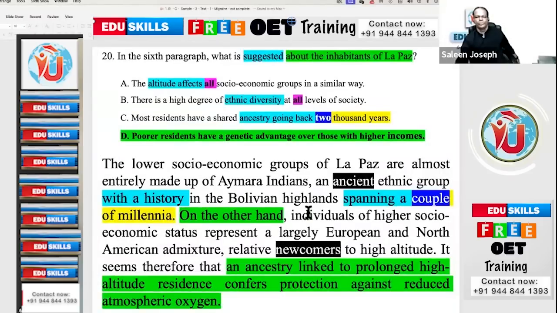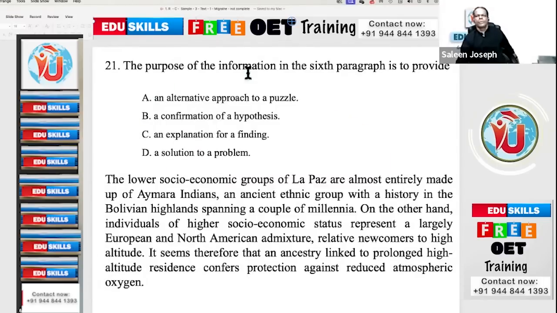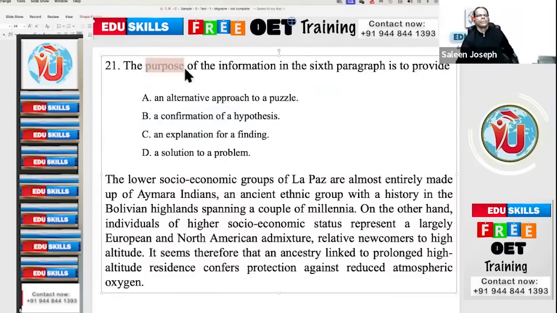See, this is how. Text 7, question 21. The purpose of the information in the 6th paragraph is to provide the purpose. What is the purpose? Option A, an alternative approach to a puzzle. Puzzle is solved. A confirmation of a hypothesis. Hypothesis is confirmed. Then an explanation for a finding. Finding. Okay, finding. And a solution to a problem.